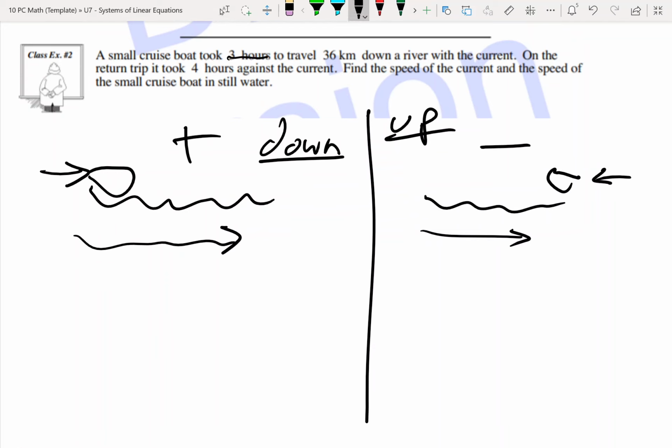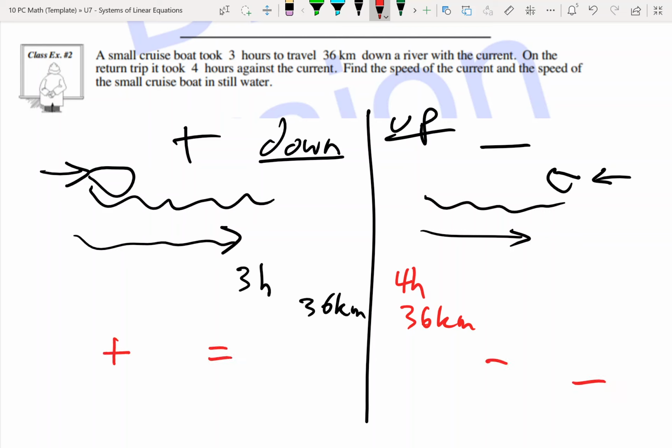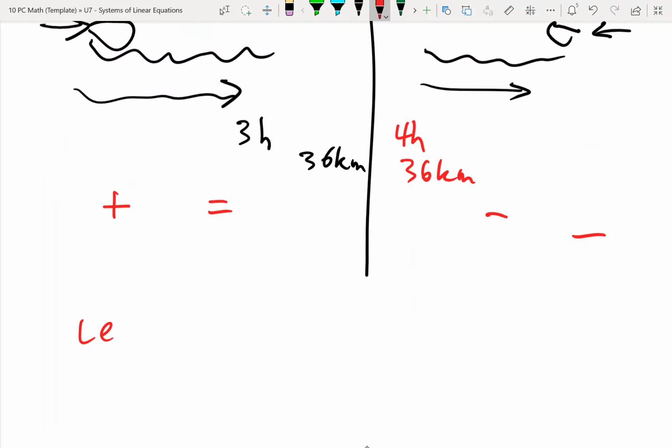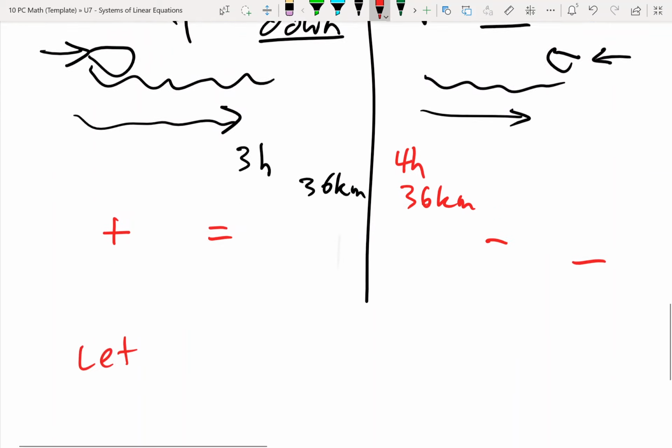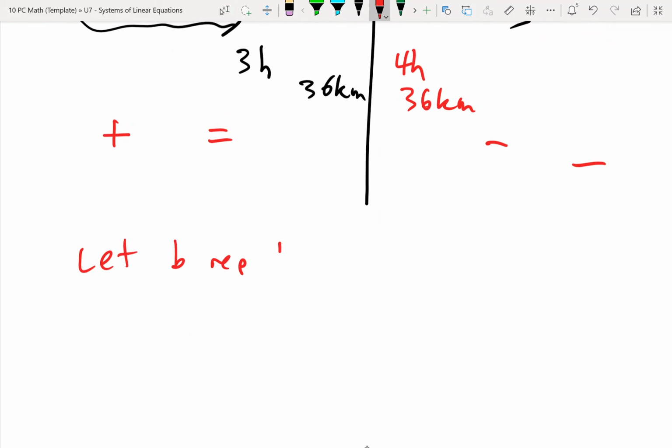The boat took 3 hours, so trip 1 was 3 hours and 36 kilometers. Trip 2 was 4 hours and still 36 kilometers because it was the same boat trip. So we need to set up two equations. This one's going to be adding to get the total. This one's going to be subtracting to get the total. Let's set up our let statements. The two speeds it wants us to find are the speed of the water and the speed of the boat. So let B represent boat speed. Let C represent water speed, or current, or whatever you want to call it.